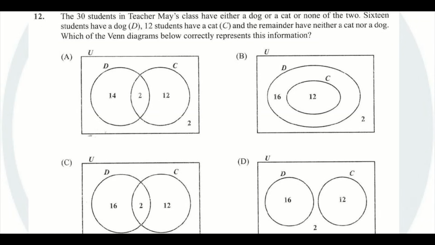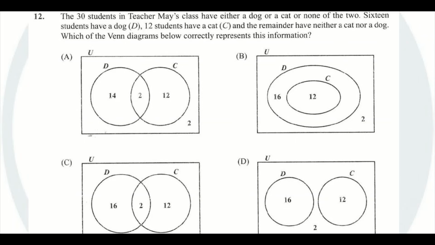The 30 students in Teacher May's class have either a dog or a cat. So for either or, automatically that's disjoint sets. Either or, they don't have anything in common. Or none of the two. 16 students have a dog, 12 students have a cat, and the remainder have neither a cat nor a dog. Which Venn diagram below correctly represents the information?